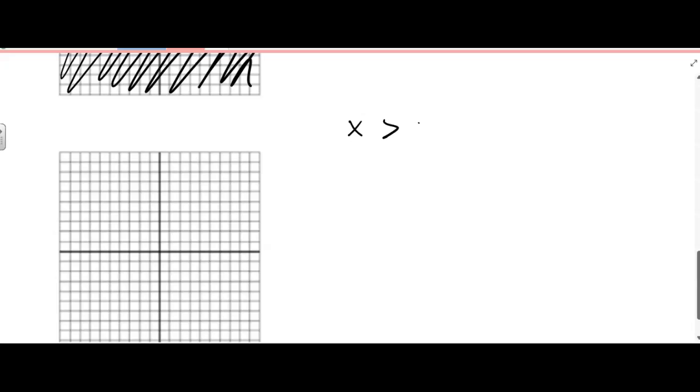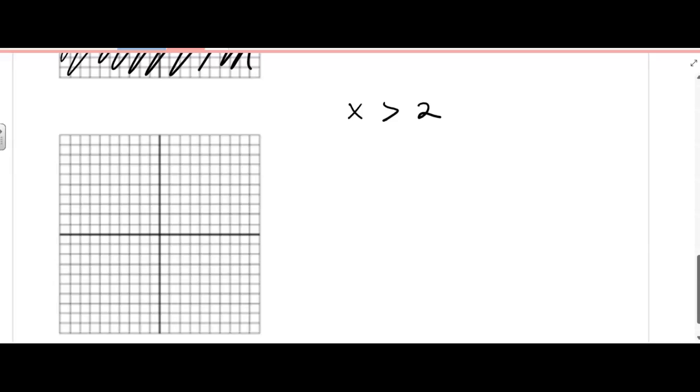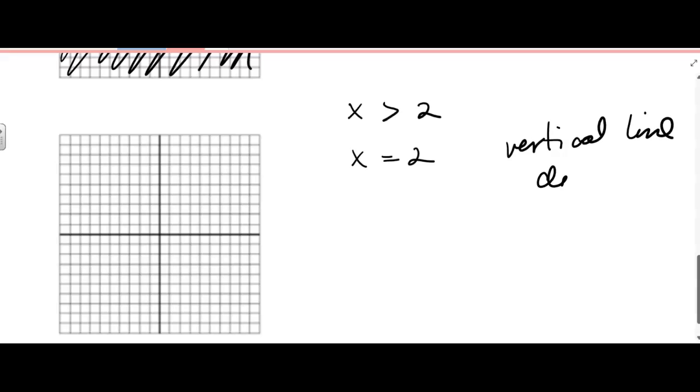So x is greater than 2. It was greater than, right? Yeah. Okay, so we're going to graph x equals 2, which is a vertical line. But this time it's going to be dotted. Why is it dotted? People always ask, why is it dotted? How do you know? You look at the inequality. If it doesn't have the equal to part, it's dotted. If it's got the equal to part, then it's solid.